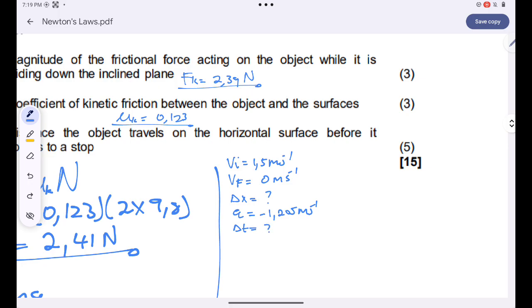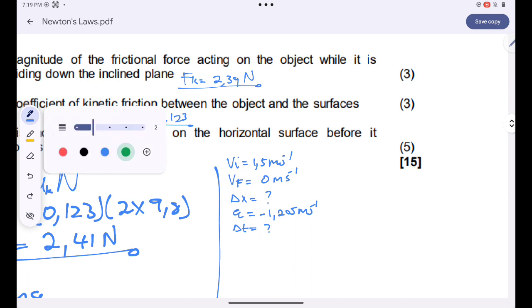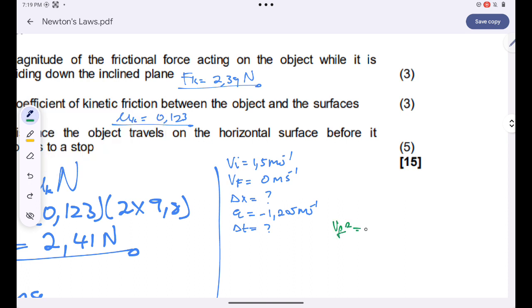So I can simply use my equations of motion. However, I should avoid using any equation that has change in time. Why? Because I do not know how long it will take the object to come to a stop. So I can simply say Vf squared is equal to Vi squared plus 2a delta x. I know the final velocity will be 0. Initial velocity is 1.5 squared plus 2 times negative 1.205 multiplied by delta x.